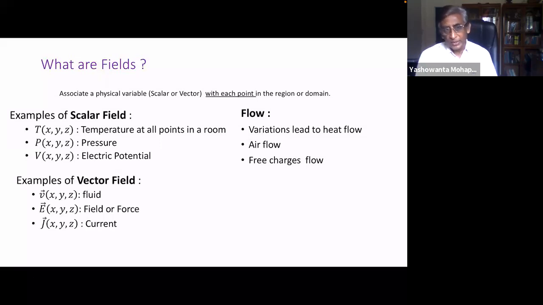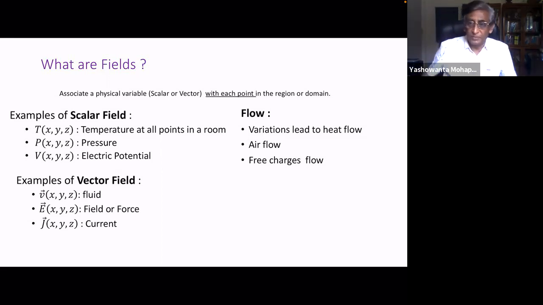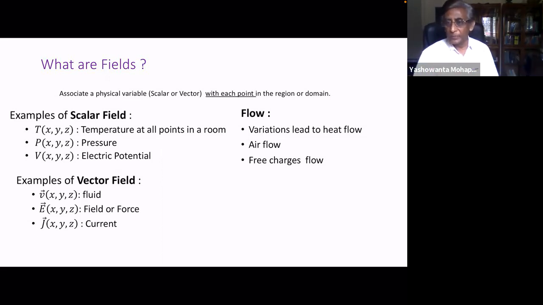And what are examples of a vector field? It could be a fluid. Air is a fluid itself. It is blowing, so there could be a velocity associated with the air at each point in space, or in the bulk of a liquid moving, like a river, at each point inside the river there is a velocity associated with the liquid. Or it could be a force field that we know, or the current.